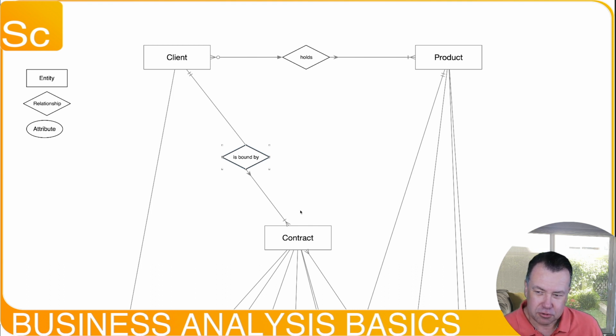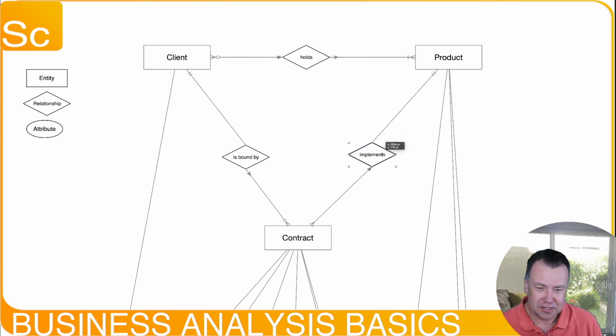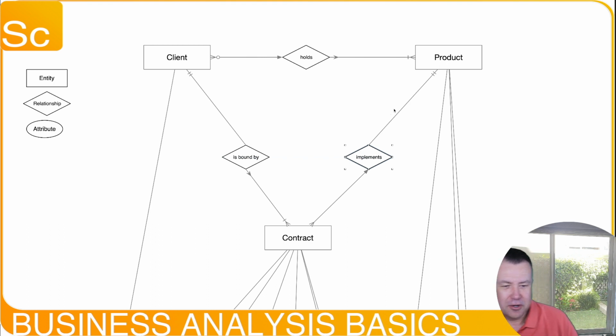Now, just to show some attributes here, there's one more relationship we haven't spoken of yet, which is that the contract instantiates a product. So a product is just some description and some words on a piece of paper. And when you have a contract, then you've actually got one that is in the real world and actually exists.